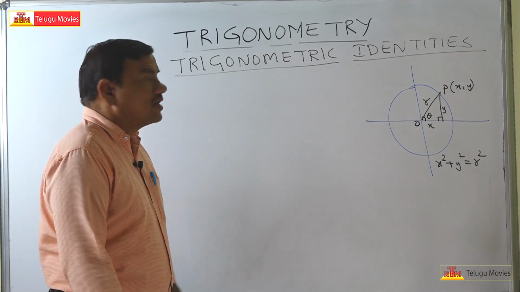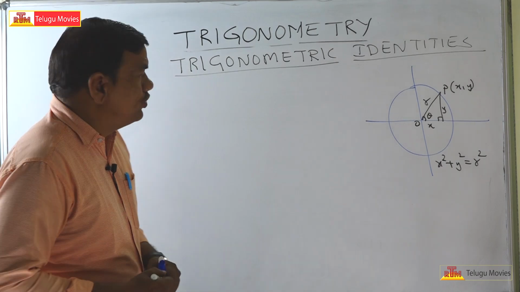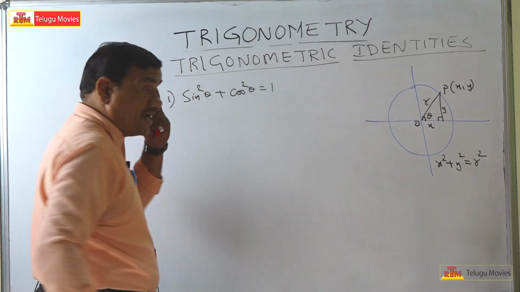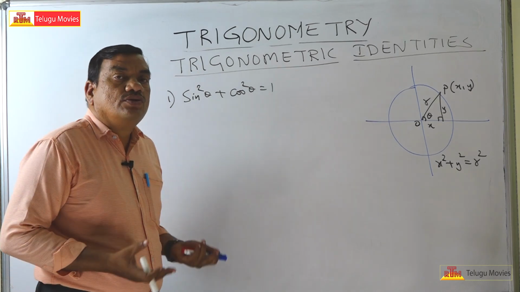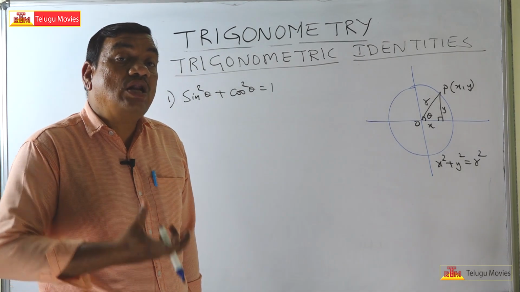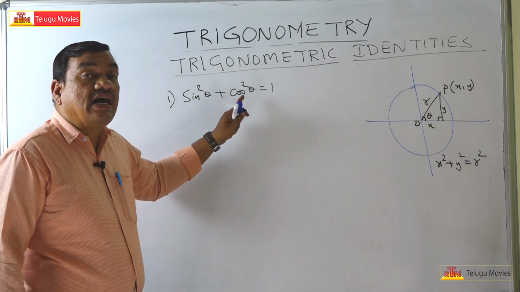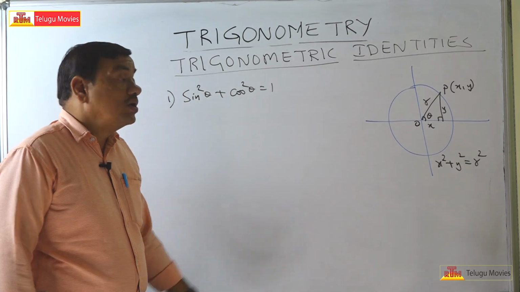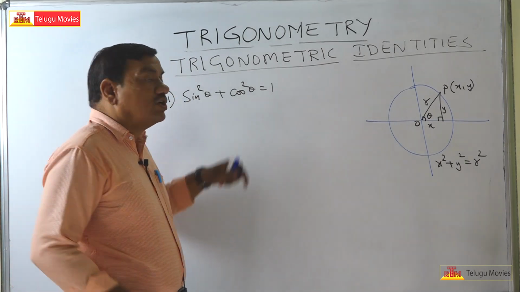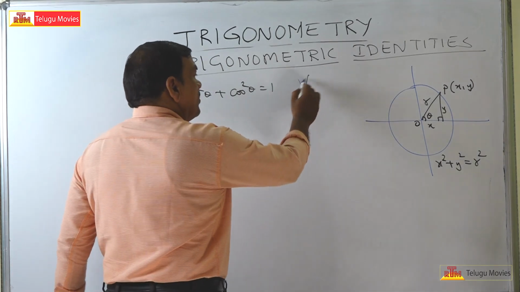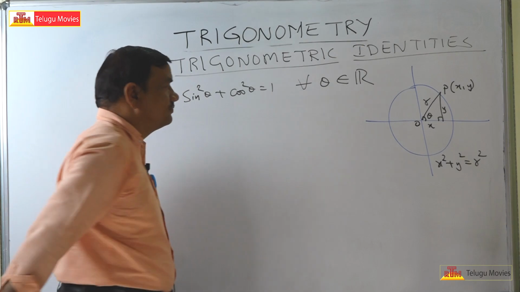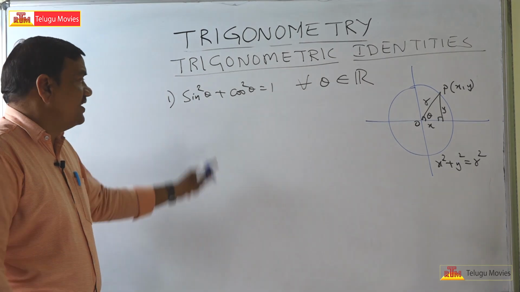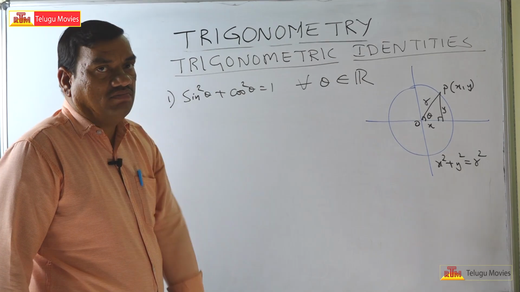A very important concept, that is trigonometric identities. Everybody knows this. The first trigonometric identity is sin square theta plus cos square theta is equal to 1. As I already told, you have to take the values of theta which satisfy both sin theta and cos theta. That means you have to take the intersection of the domains of sin theta and cos theta. The domain of sin theta is the set of real numbers, and the domain of cos theta is the set of real numbers. Therefore, theta belongs to real numbers. Whatever theta value you put here, 30 degrees, 40 degrees, 200, 500, the value of sin square theta plus cos square theta is 1. Understand? Right.